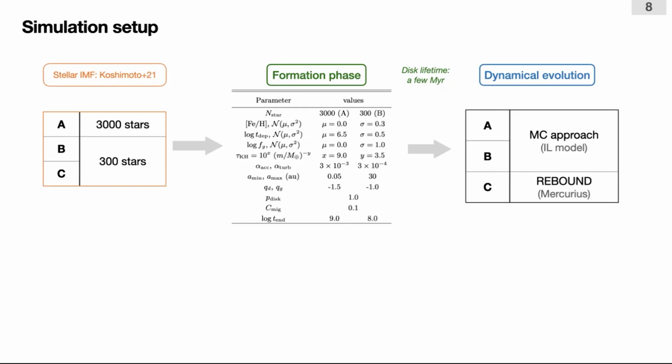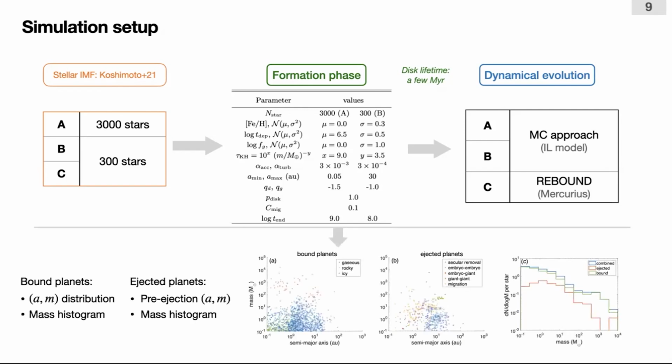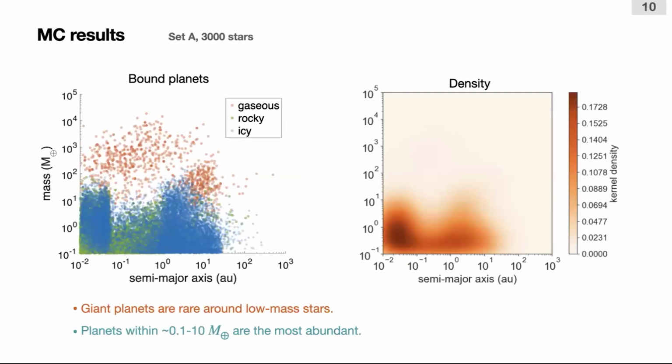And then after the disk dissipates, we have a dynamic evolution phase. For sample A, we just use the Monte Carlo prescription, and for set C, we run n-body simulations with the REBOUND code. And then we can get the distribution of planets in the semimajor axis-mass plane, and also their mass function to be compared against the microlensing data.